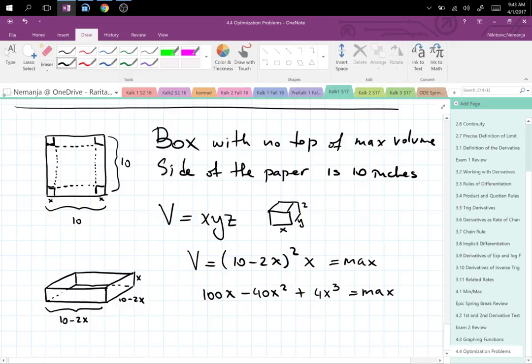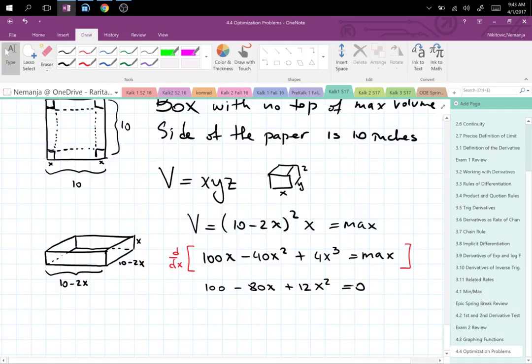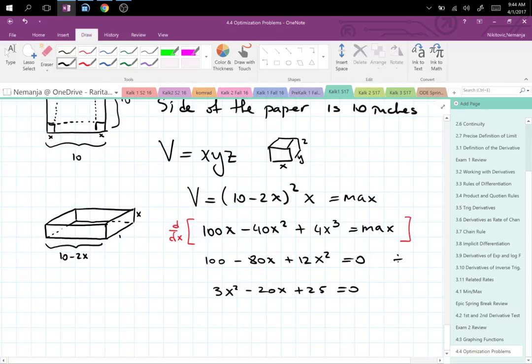That's when you FOIL, and then you take the derivative because you want to maximize, right? So this max becomes a 0, so derivative equals to 0. We have 100 minus 80x plus 12x squared is equal to 0. And we can divide by 4, right? That's 3x squared minus 20x plus 25 is equal to 0. All right, so I just divided by 4 to reduce numbers as much as I can.